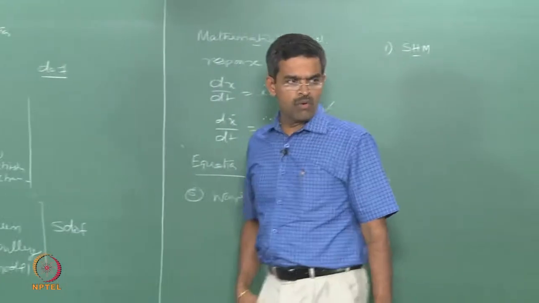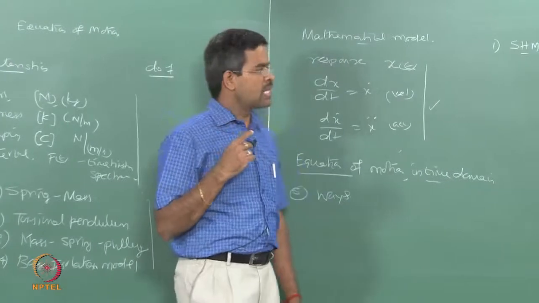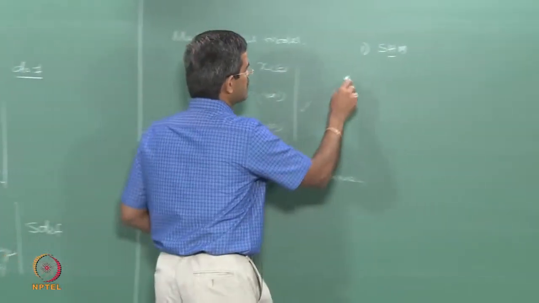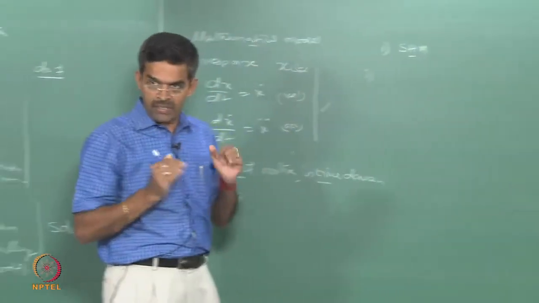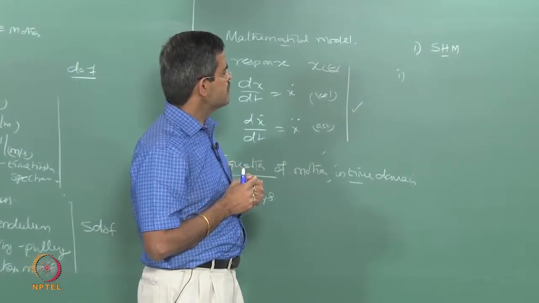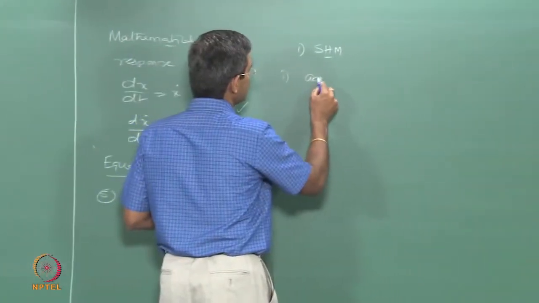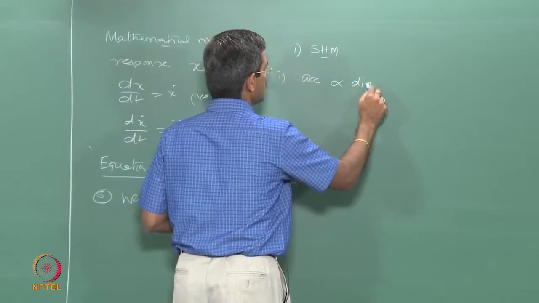Now, simple harmonic motion has two characteristics. If you recollect, the first characteristic a simple harmonic motion has is that the acceleration is always proportional to displacement.